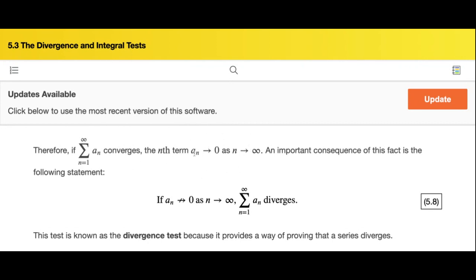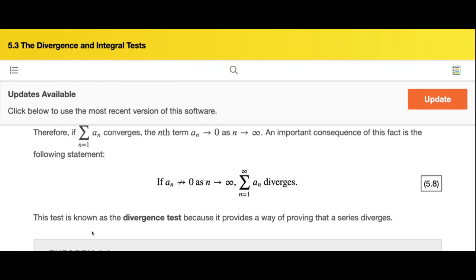So if a_n does not approach 0 as n approaches infinity, and this sign means does not approach 0, similar to how a slash through an equal sign means not equal, then the infinite series diverges. That is the contrapositive statement. This test is known as the divergence test.